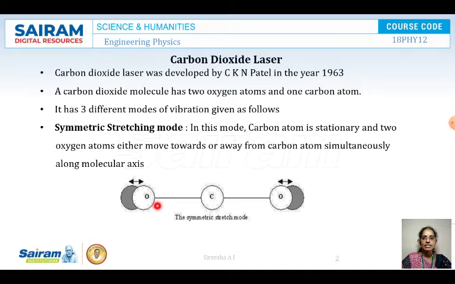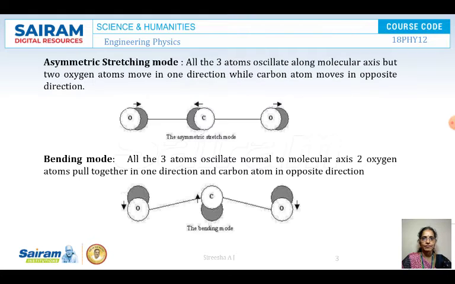You can see both oxygen atoms are moving together, towards the carbon atom or away from the carbon atom. That means here the carbon atom is stationary in the symmetric stretching mode and the two oxygen atoms are either moving towards or away from the carbon atom, along the molecular axis. The axis which joins all the three atoms is called the molecular axis. Here, along the molecular axis, oxygen atoms are moving towards and away from the carbon atom. This is called a symmetric stretching mode.